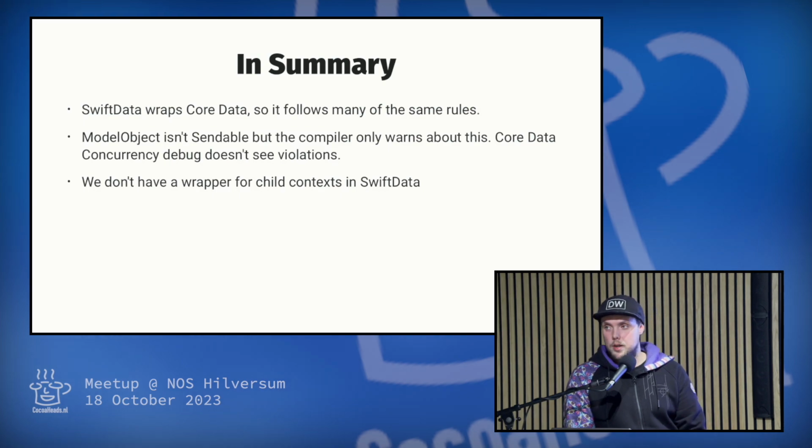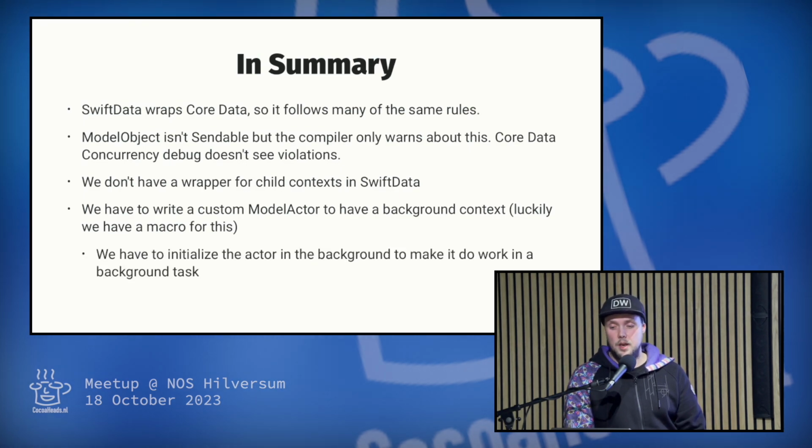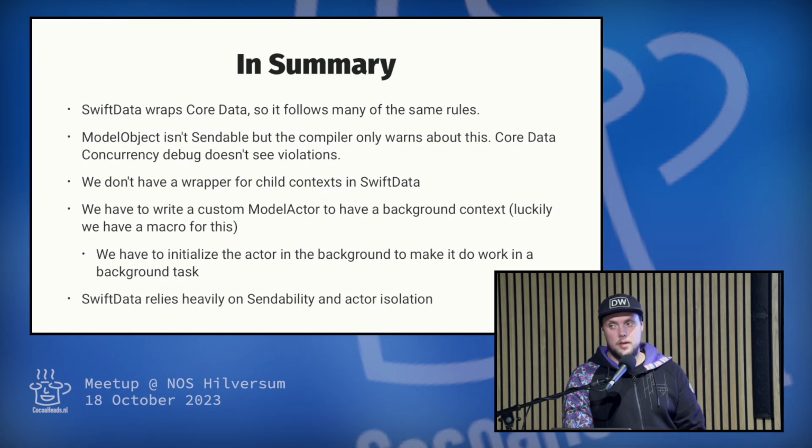There's no wrapper for child context in SwiftData. If you really want it, by the way, there's still core data under the hood, right? So you could still grab the managed object context and do a bunch of work. We have to make a custom model actor to have background contexts. Luckily, we have a macro for it, so that makes it relatively easy to do. We have to initialize our actor in the background to actually make it work in the background. That's a bit of a gotcha. If you do that wrong by accident, you're going to be running on main anyway. And apparently SwiftData relies heavily on sendability and actor isolation, and I hope that Swift 6 is going to give us a lot more errors rather than very subtle warnings.